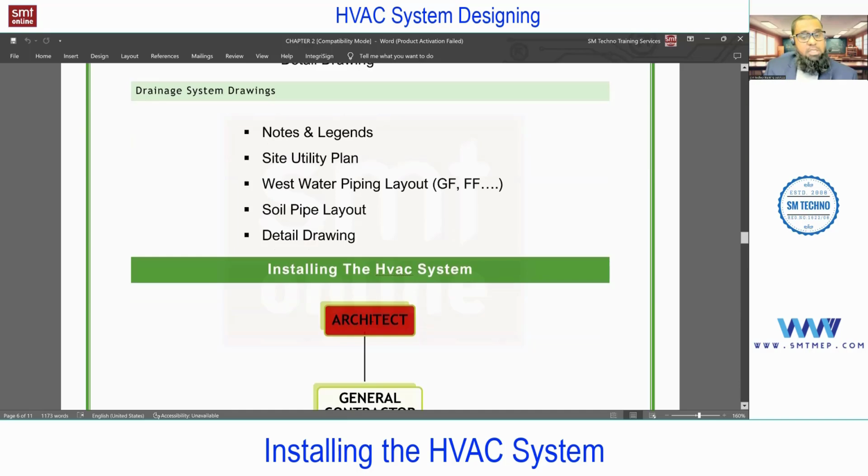Next, we'll talk about installing the HVAC system. We discussed the design process, now we have the installation process. Installation means, who is taking on the installation of HVAC or other services. It can be equipment, it can be a chiller, it can be pipe. So the contractor will take care of this, the contracting company. Again, don't get confused. I'm not talking about the main contracting company. I'm talking about the subcontractors.